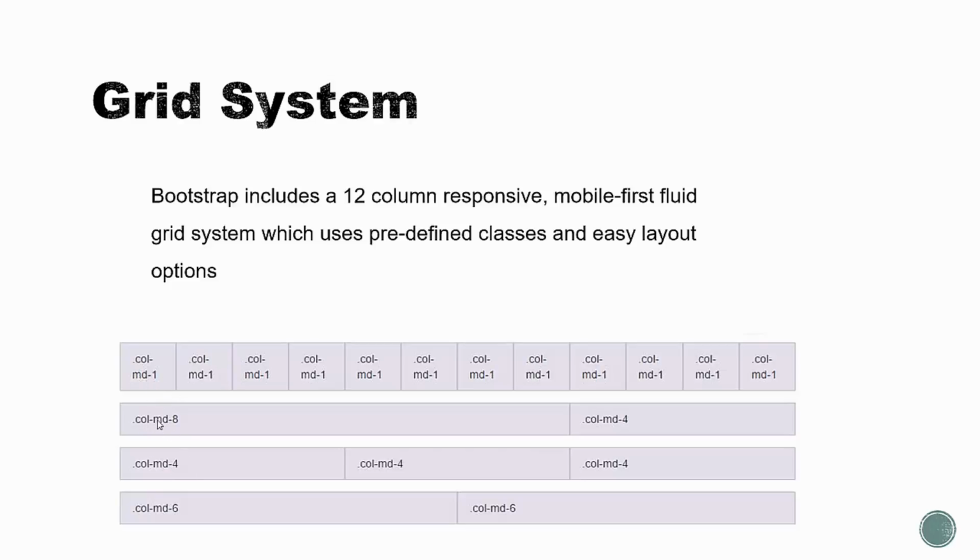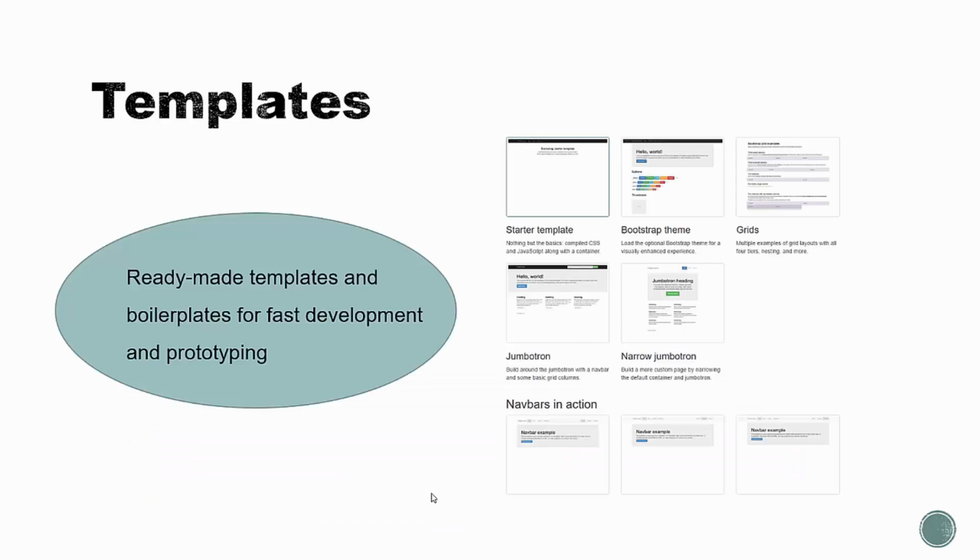All right, and then right under that, you can see we have an 8-column div and then a 4-column div. This is a common main and then sidebar area. And then we have 3 4-column divs and then 2 6-column divs. And if that's confusing to you, don't worry about it. We're gonna have a video on the grid system.